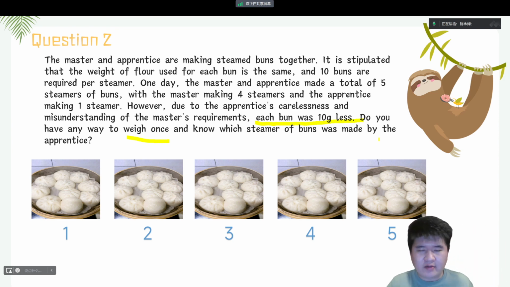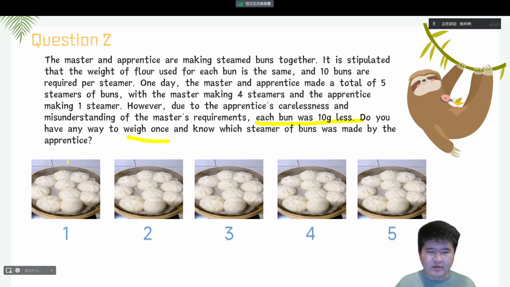So we can find out that if the difference is just 10 grams, it means among these 15 buns, only 1 bun is made by the apprentice. So the first steamer will be the one made by the apprentice.